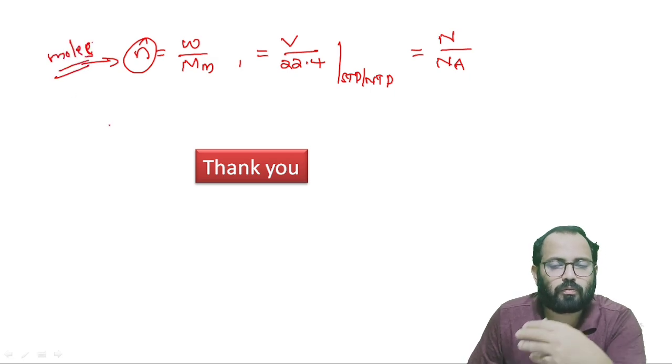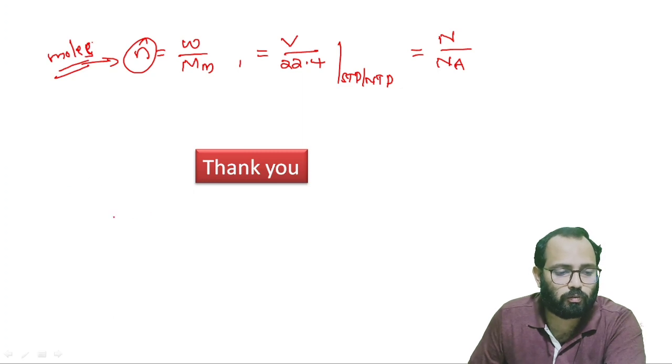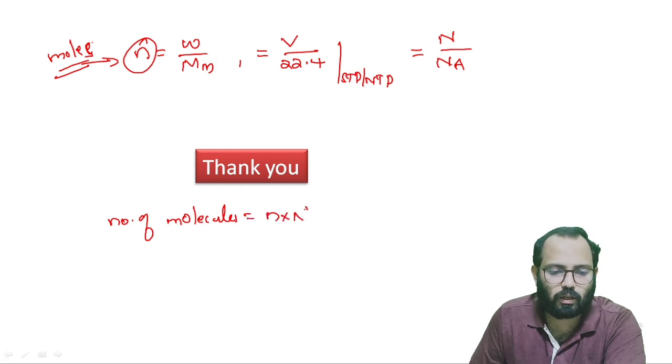If you have found out the number of moles and you want to find out the number of molecules, what was the equation? It is n into Na. What is the equation to find out the number of atoms? You tell me. It is n into Na into atomicity. I hope you all got clarity with this one.